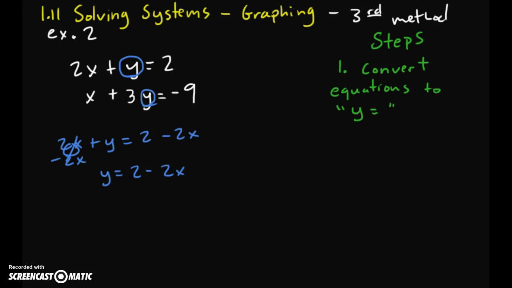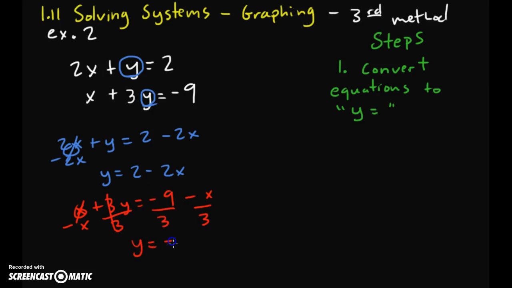Now for the second one, we've got x plus 3y equals -9. Again, I'm going to subtract the x term, so minus x. These are gone. We're left with positive 3y equals. So we're going to divide by positive 3 on both sides, so that the entire side is being divided by 3. Then we're left with y equals.